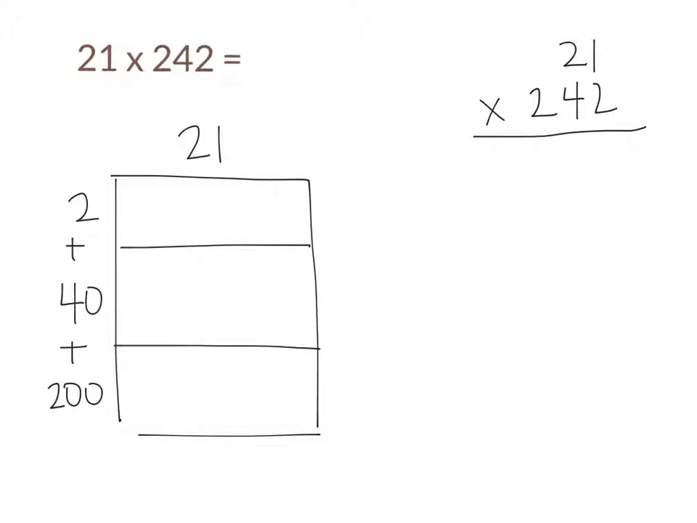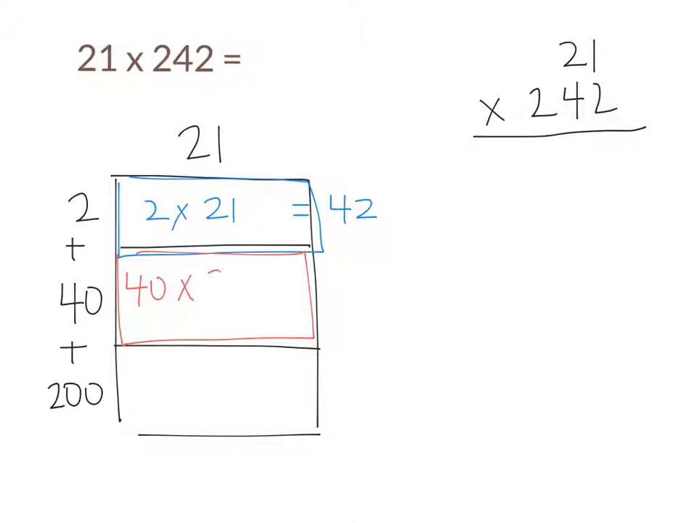Right? So you're thinking about each digit and what unit it's in. Very good. Okay, how do I find the area of this top part? I have to do 2 times what? 21, which is 42. Very good. Okay, how do I find the area of this middle section? I have to do 40 times 21.